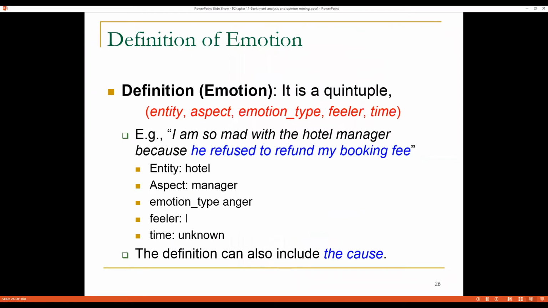So an emotion can be defined as a quintuple: entity, aspect, emotion type, feeler, time. The example they give here is, "I am so mad with the hotel manager because he refused to refund my booking fee." The entity is the hotel. The aspect is the manager, which is part of the hotel. The emotion type is anger. The feeler is I, and the time is unknown. This definition can also include the cause.